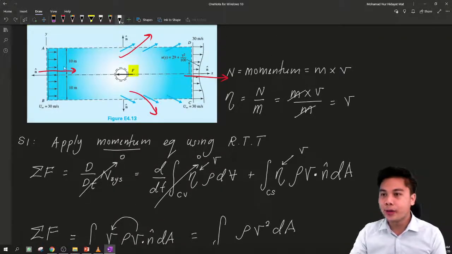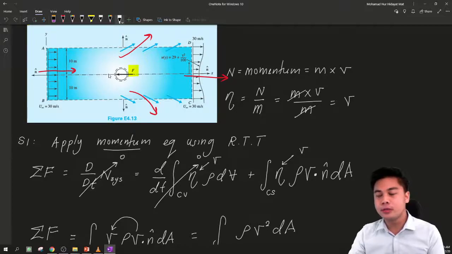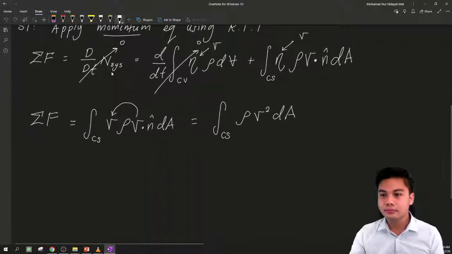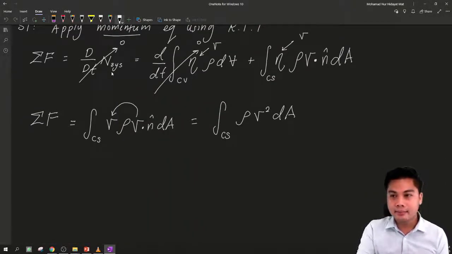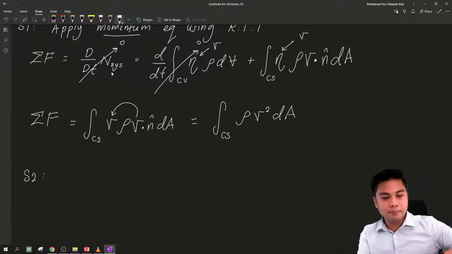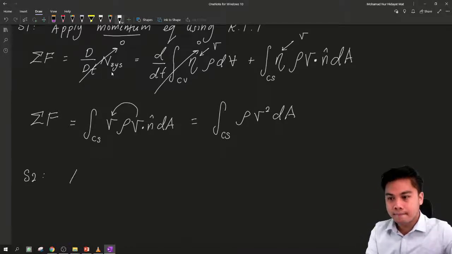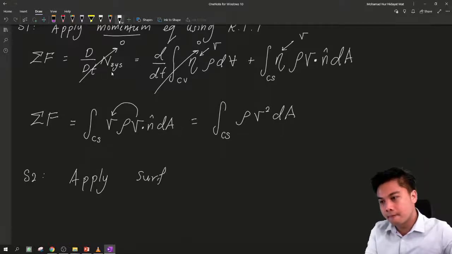And then we need to analyze how many surfaces are involved in the flow. We have AB, BC, CD, and DA. We have to include all the surfaces here. And step number 2: apply it for all the surfaces involved.